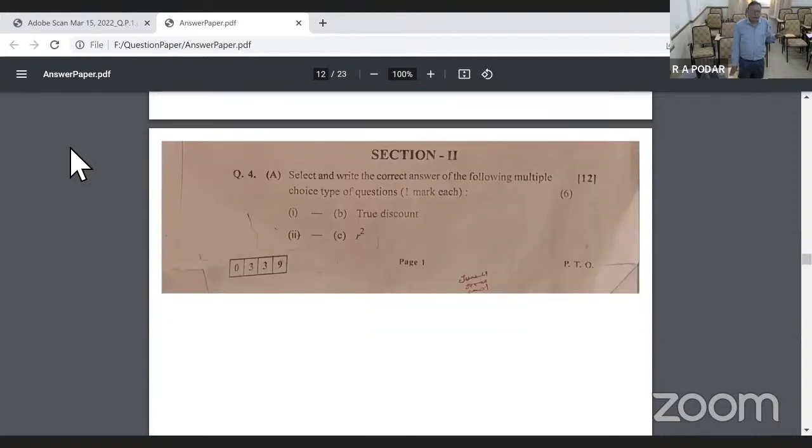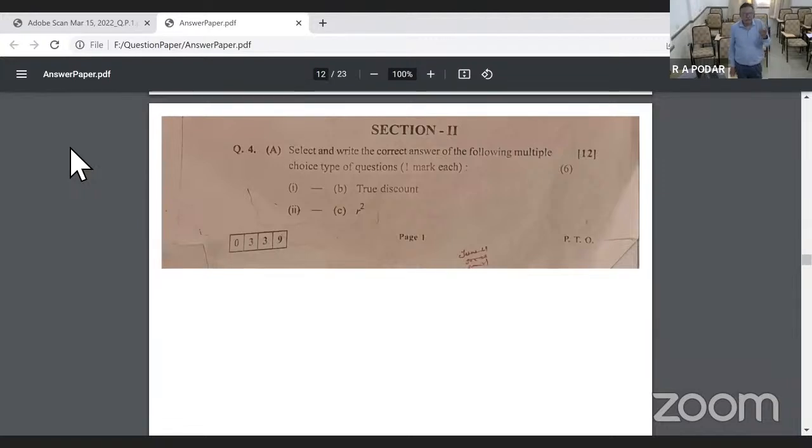Okay. So we have to see section 2 now. Section 2 answers you have here. So base value minus the present one. What is the formula? True discount. That's the first, option B. We have to write down option B as well as the true discount. If you write only true discount, you will get no marks. If you write only B, you will get no marks.